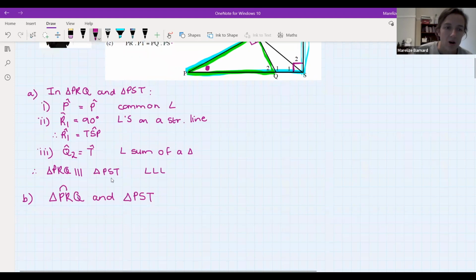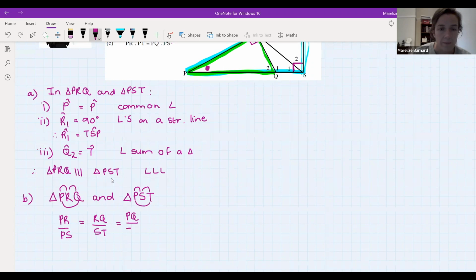Well, we say PR, and that's the first eye of the frog, and you go to the other triangle over PS, and you make the first eye. Then you make the next eye, RQ over ST, and then you make the mouth, PQ over PT. And then you have your sides that are in proportion because of the similarity, and you've got a little funny frog face. That's where it comes from.